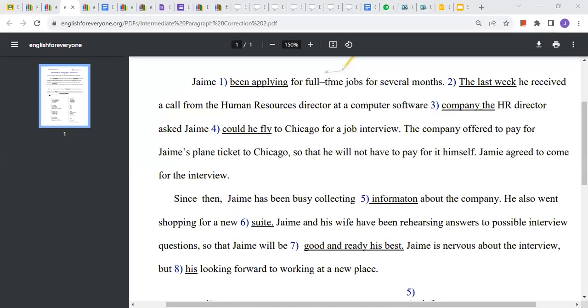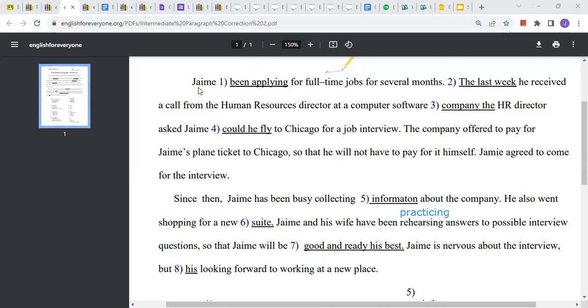Since then, Jimmy has been busy collecting information about the company. He also went shopping for a new suit. Jimmy and his wife have been شو هي دكتورة؟ rehearsing Rehearsing is a to practice something. Nor rehearsing answers synonym to visible rehearsing interview. practicing. كمل Yes, of course. rehearsing answers to visible interview question so that Jimmy will be good and ready his best. Jimmy is nervous about the interview, but he looking forward to working at a new place. Okay, very good. Thank you.